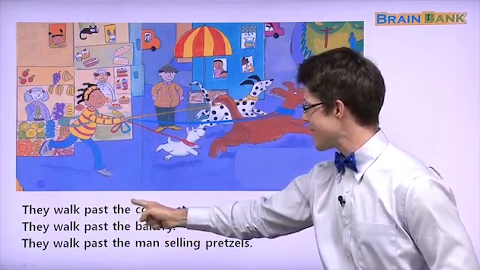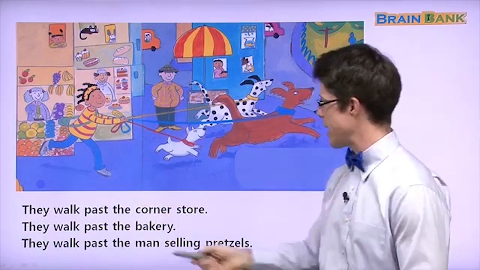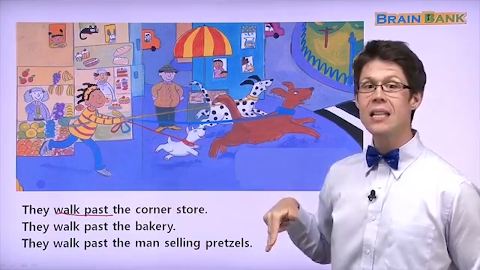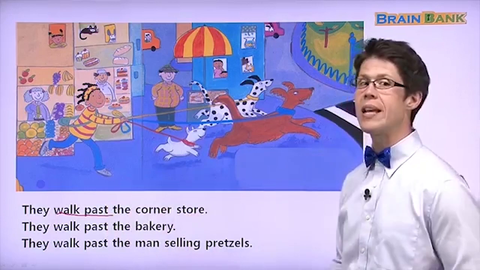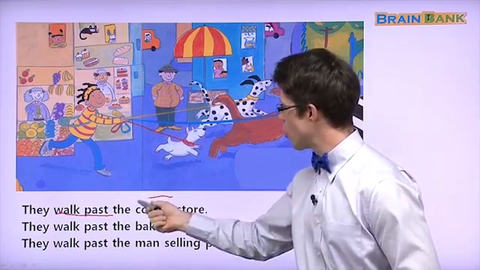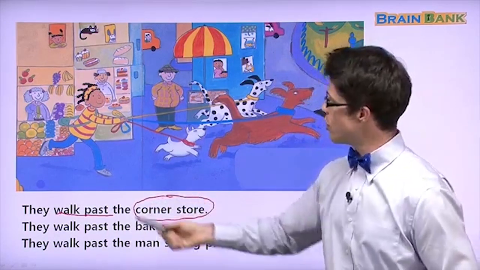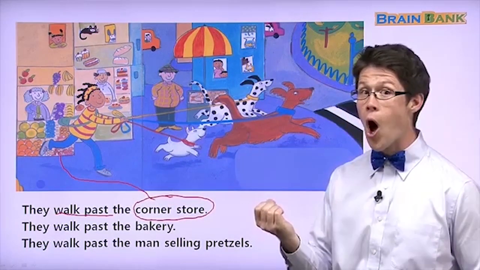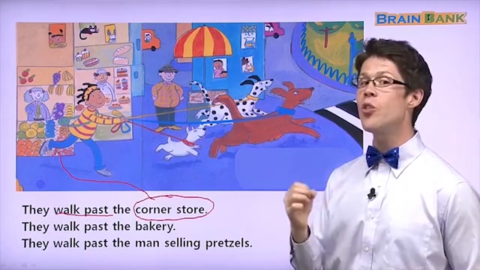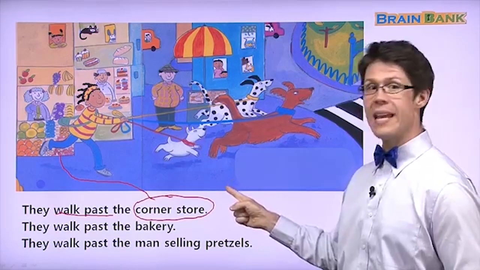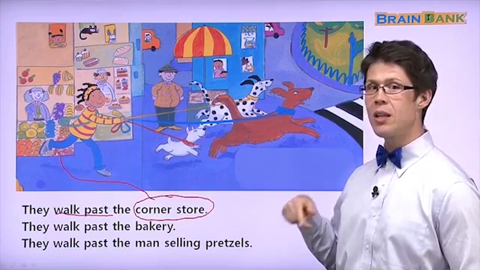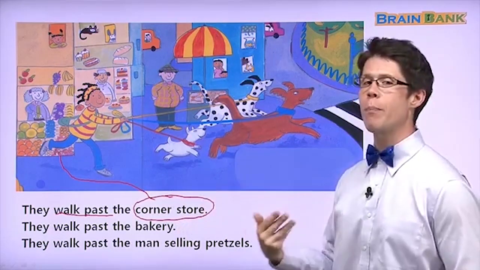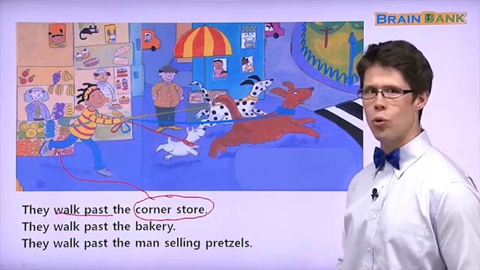They walk past the corner store. Okay, walk past. 지나가다. 지나가다. All right, they walk past the corner store. Corner store is here. 슈퍼. 슈퍼나 편의점. We can say corner store. 편의점이나 슈퍼 지나간다. They walk past the corner store.